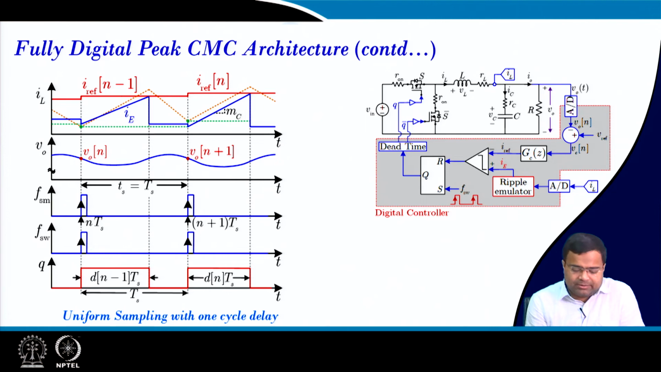In fully digital, for the voltage loop also, you can take one sample delay. Current is already one sample delay, otherwise you cannot make it feasible, and voltage also you can delay by one sample, and we can also take the voltage a little bit earlier.